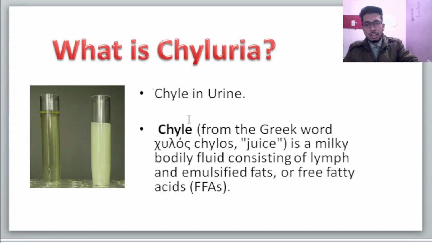Now, what is Chyluria? Chyle is basically a term of Greek origin, which means juice, and it is a milky bodily fluid consisting mainly of lymph and emulsified fat or free fatty acid. It is usually formed in the small intestine during the digestion of fatty foods.